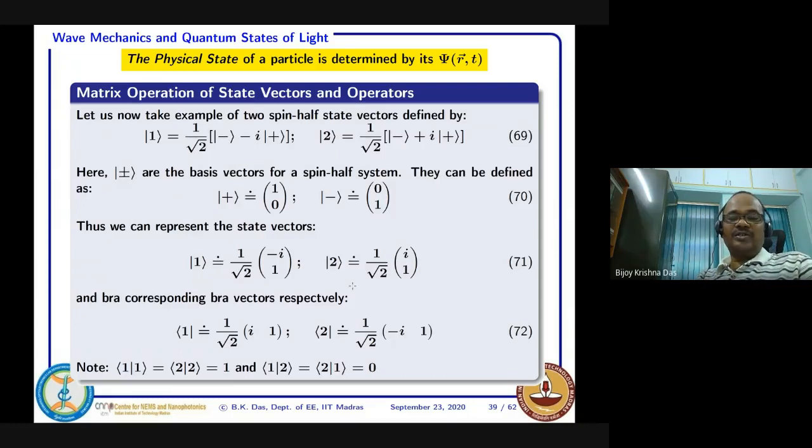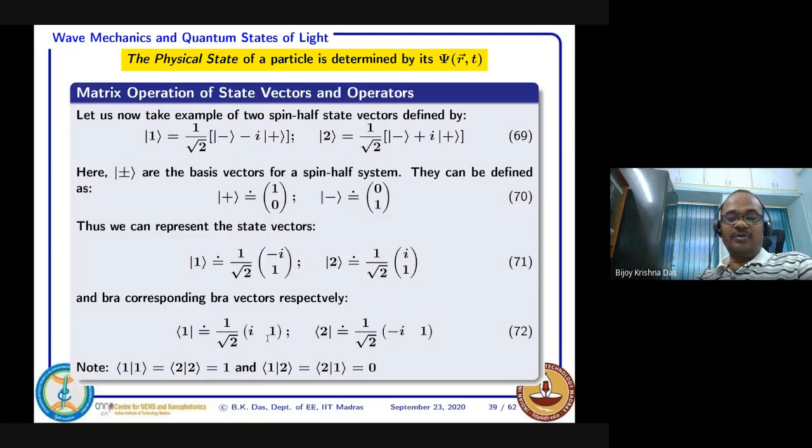Suppose you were asked to find the corresponding bra vectors. If I want to represent this vector as a bra 1, what will I write? I know that a ket vector is represented as a column vector, and a bra vector is represented as a row vector. Whenever you convert a ket vector into a bra, if complex terms are there, you have to take the complex conjugate.